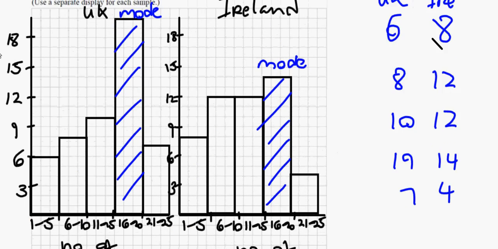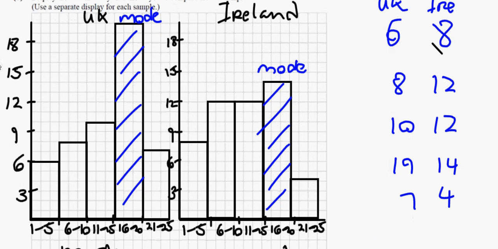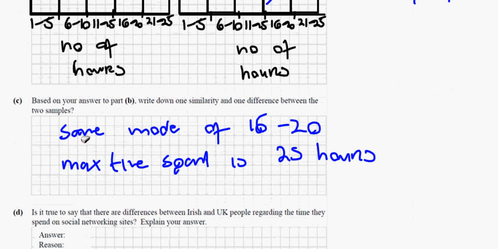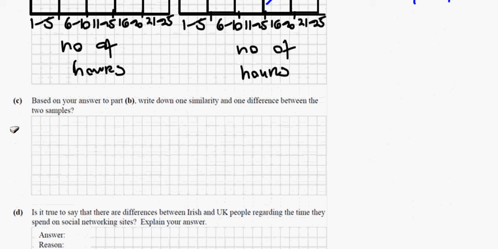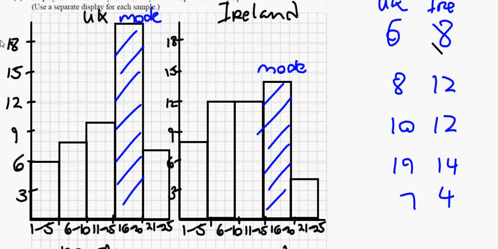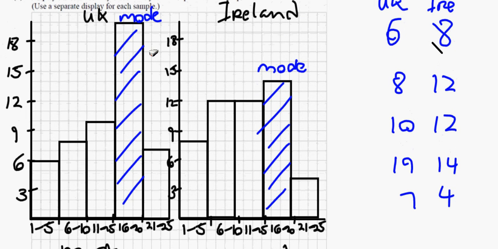Now, if we need a difference, the difference can be anything that you find is different between both samples. So you can say, using comparative mode, more people in the UK spend between 16 and 20 hours than they do in Ireland. So 19 people in the UK.